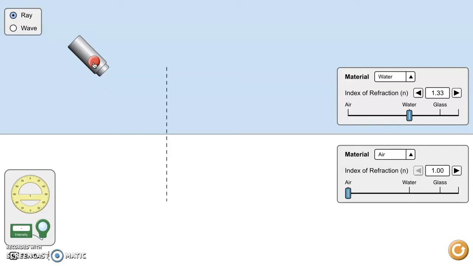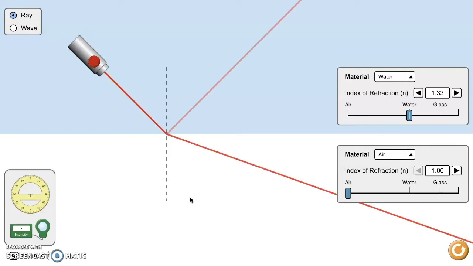Okay, so if we do that, you can see that there is still the same thing going on. There's still refraction. It's just that in this case, the angle of incidence is smaller than the angle of refraction, because in the rare medium, everything is bigger. The angle is bigger, the speed is bigger, the wavelength is bigger.